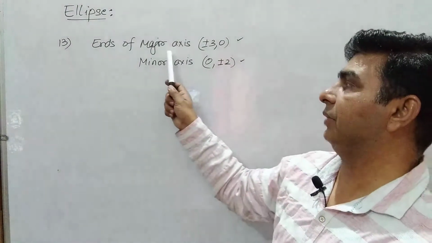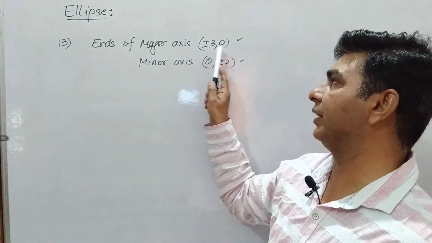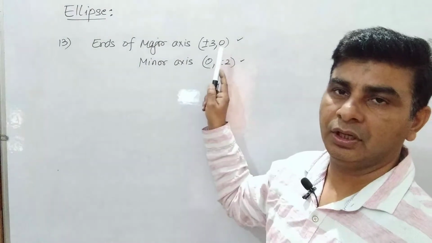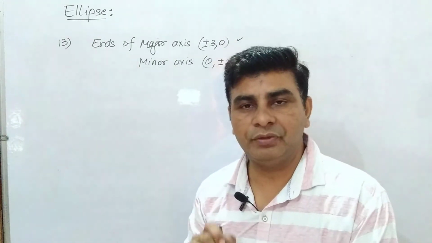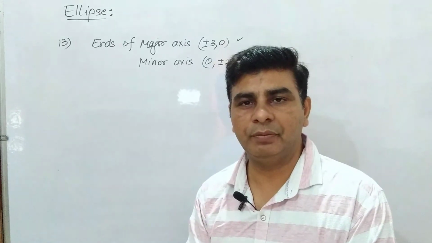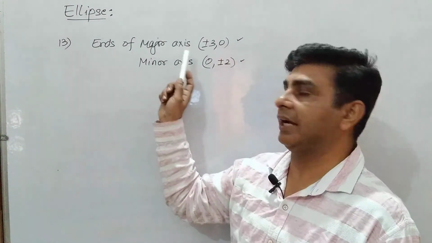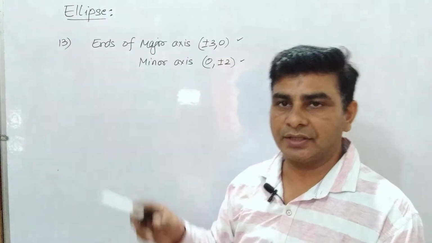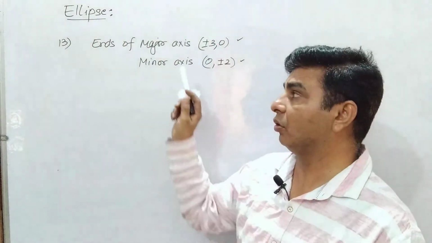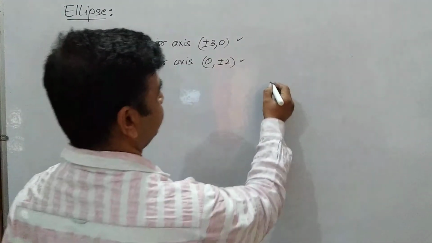Look, the end points of the major axis are given as plus minus 3, 0, meaning the x, 0 form. A coordinate in the form of a, 0 or x, 0 lies on the x axis. So the end points of the major axis are lying on the x axis, as it is very clear that 3, 0 and minus 3, 0 are the coordinates of the ends of the major axis. So this will be something like this.